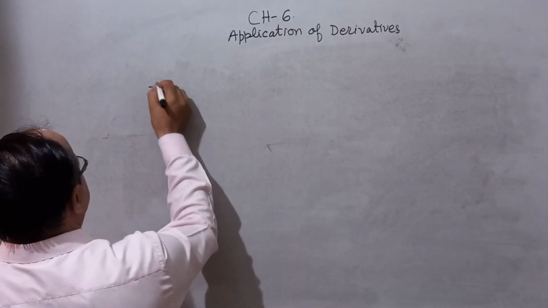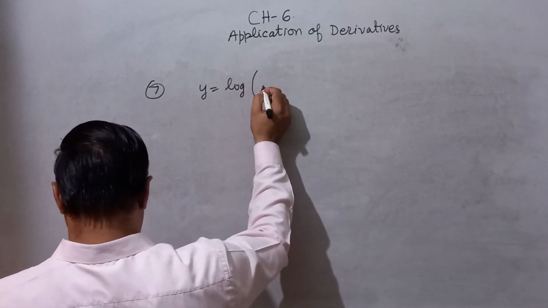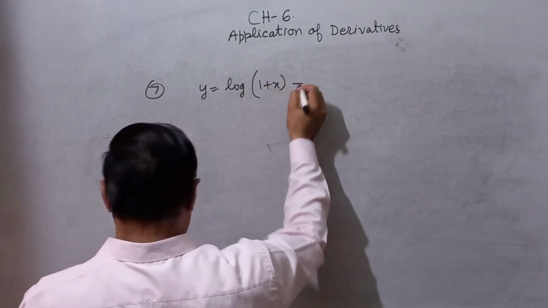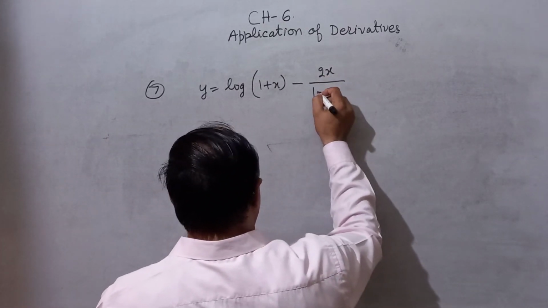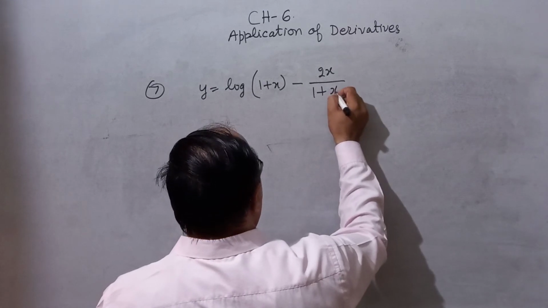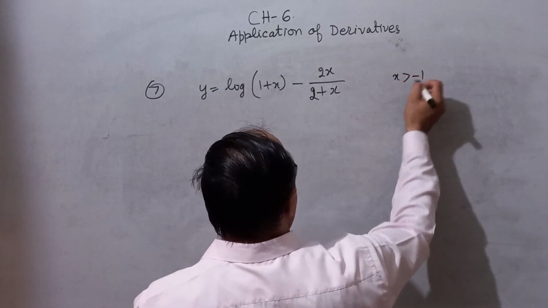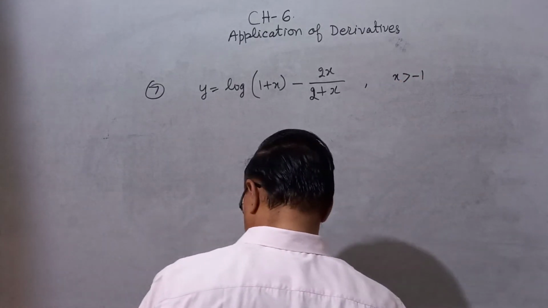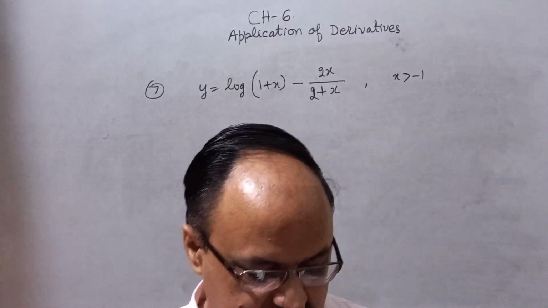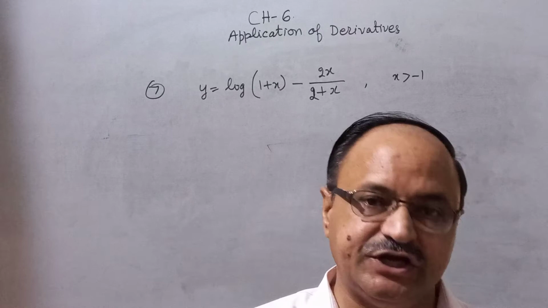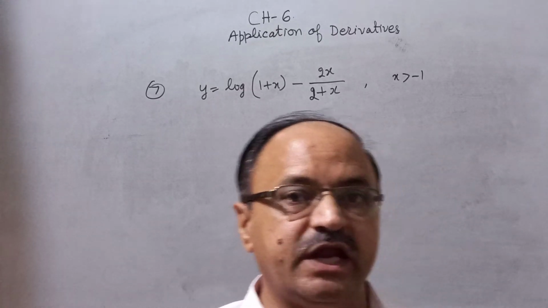Next, I solve question number 7. y is equal to log of 1 plus x minus 2x upon 2 plus x, where x is greater than minus 1. Show that the function is an increasing function of x throughout its domain.